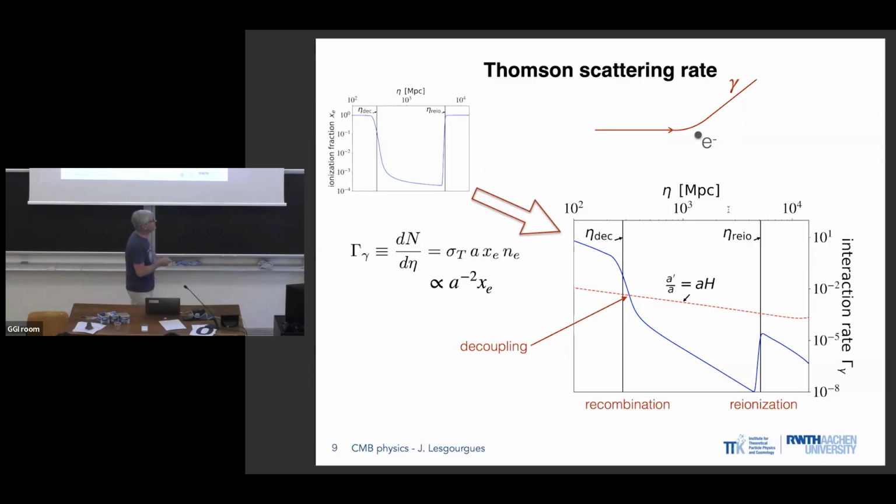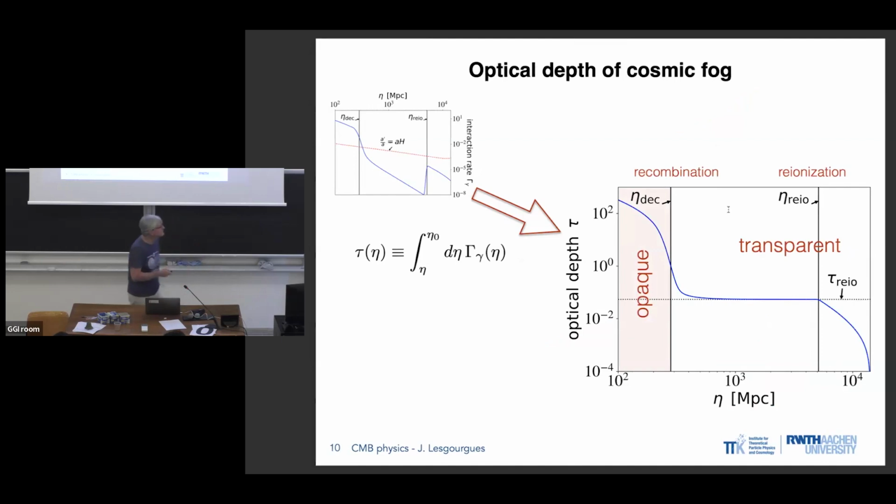Once you have found this interaction rate, you can integrate it along the line of sight in order to find the optical depth, which is the thickness of the cosmological fog. You do the integral from some arbitrary time until today. So by definition, this optical depth is equal to 0 today. And here I put it in log scale. So today it goes back to minus infinity in log scale.